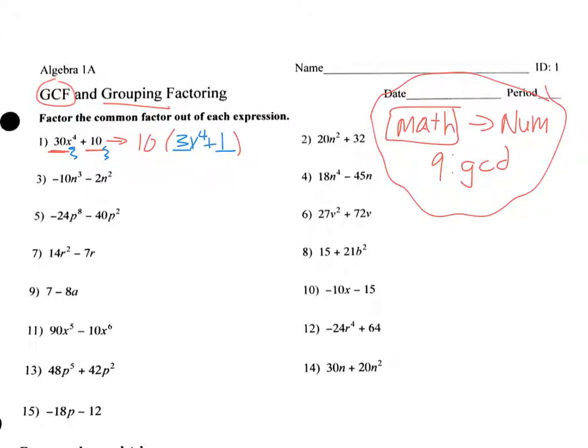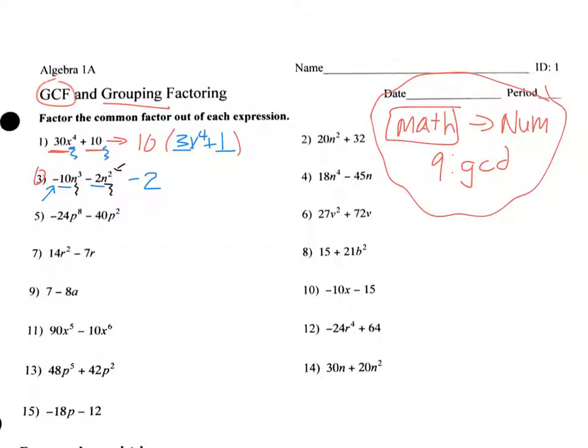Now, what happens when you do have variables? Okay, so in this problem number 3, we're going to address 2 things. First of all, always pay attention to the sign at the beginning. If the sign is negative, then that means you're going to take out a negative factor. Again, we look at our numbers, 10 and 2. What will go into both of those? 2 will. So we're going to take out a negative 2. Then we look at our variables. They both have n's. However, this one only has 2. So 2 is the most we can take out.